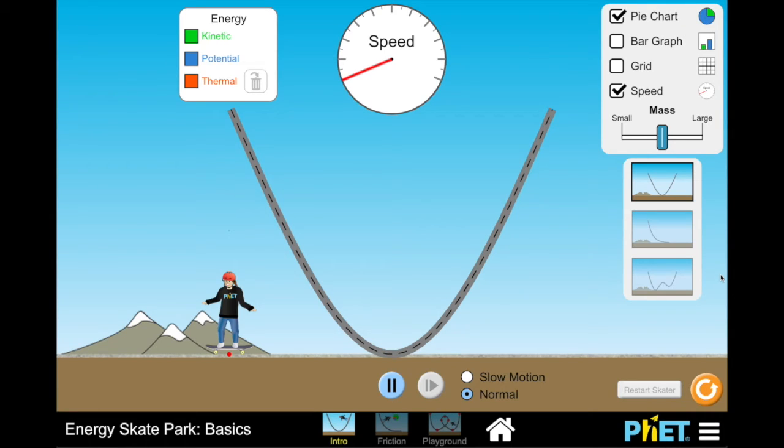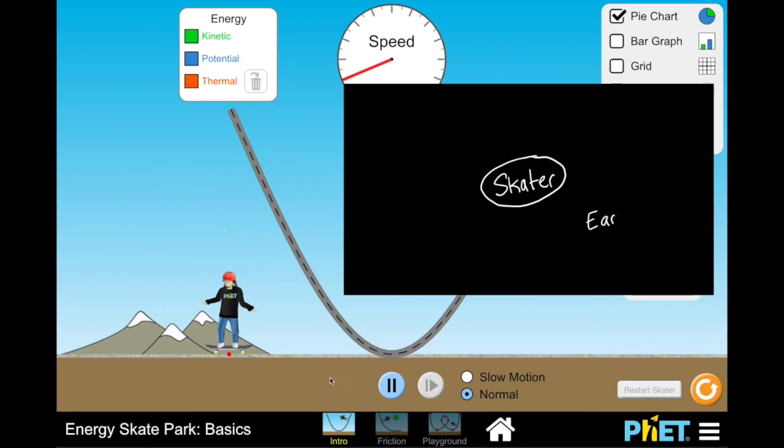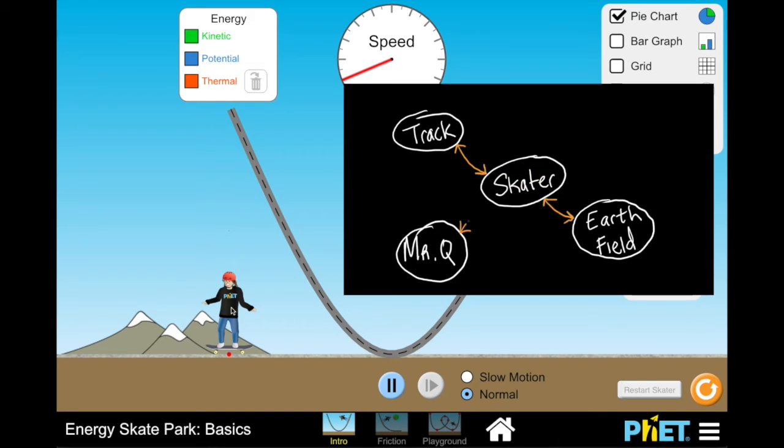So how can we represent these storage modes and show that they will transfer back and forth within storage modes but never actually leave the system? Let's identify the system here. We have a skater on the ground who's actually going to be on a track, and the earth is pulling on the skater and the skater's pulling on the earth, so there's an interaction there too.